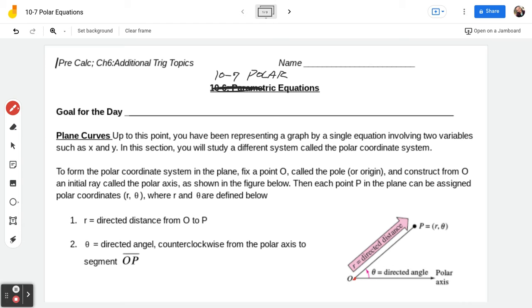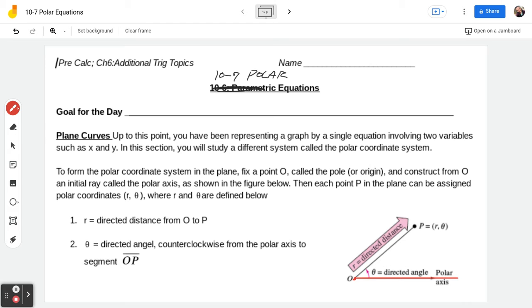We're going to construct from O an initial ray called the polar axis. The initial ray here is kind of like the x-axis. We're going to call it the polar axis. From there, each point P in the plane can be assigned polar coordinates. We're going to call them r comma theta.